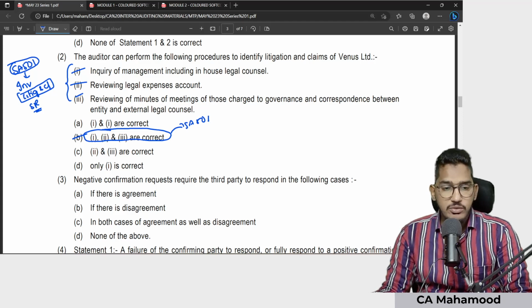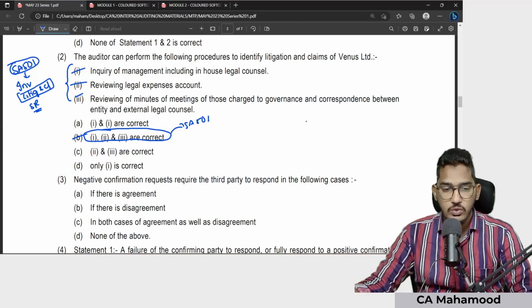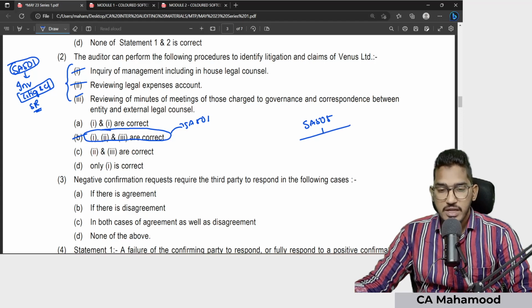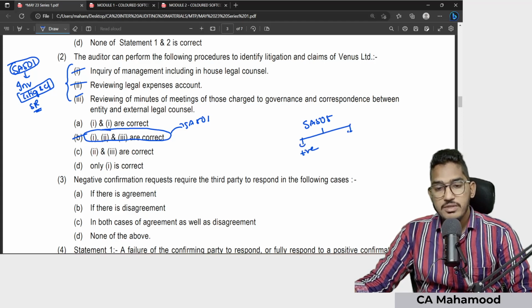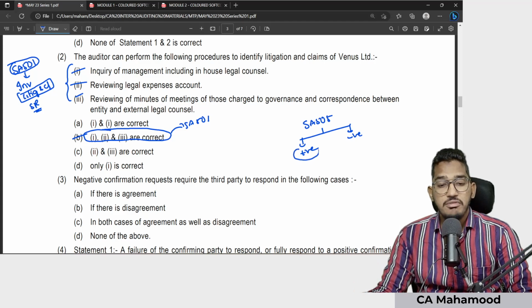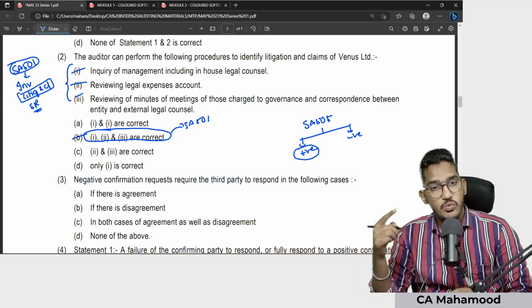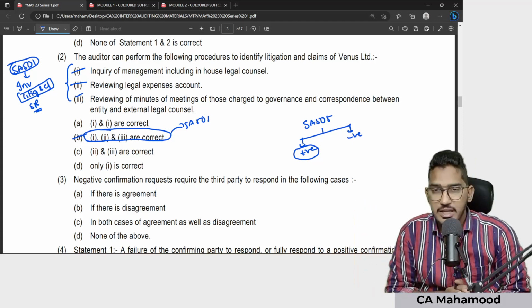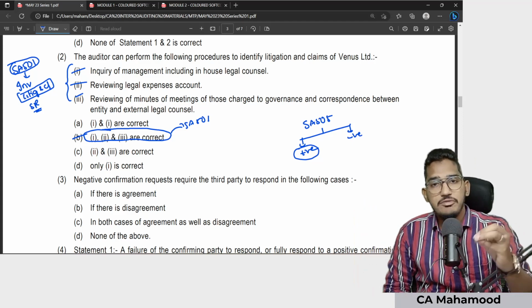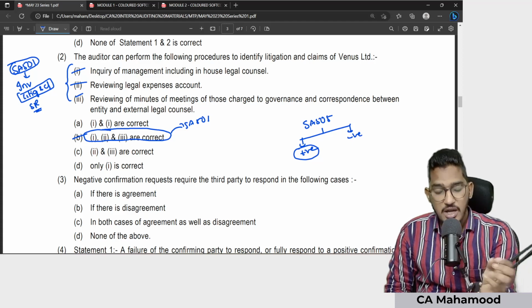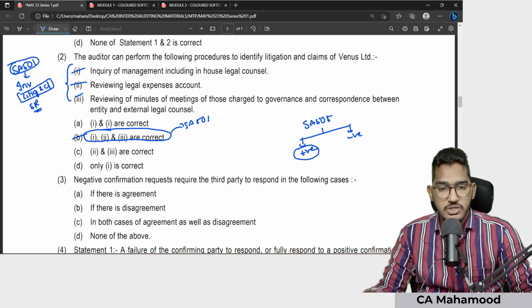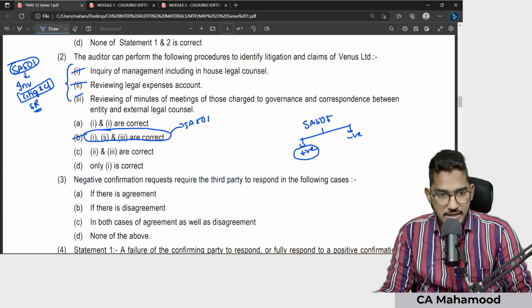Next one. Negative confirmation request requires a third party to respond in the following cases. As we know, SA 505, which is talking about external confirmation, divides confirmation requests into two categories: positive confirmation request and negative confirmation request. Positive confirmation request refers to a confirmation request where we expect a third party to respond, either agreeing or disagreeing with the information contained in the request. Whereas a negative confirmation request refers to a confirmation request where we expect a third party to respond only when he disagrees with the information contained in the request.